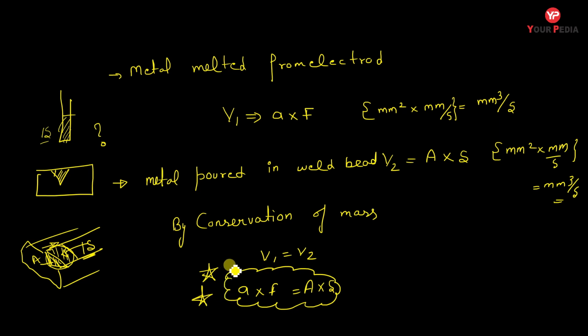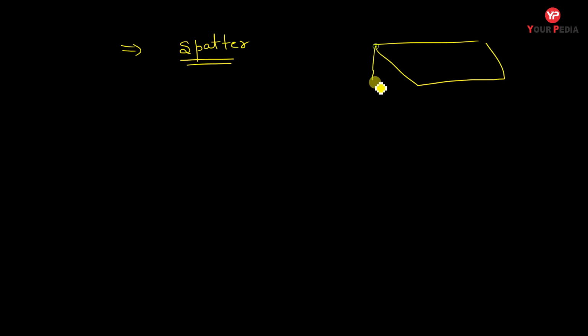Now another term that we can add in this is spatter. Have we studied about spatter? Yes sir, in arc flow. Now what is spatter? Spatter is loss of metal, or we can say a welding defect in which metal is lost in the form of small droplets. For example, if this is the welded plate and this is the weld bead, some of the metal melted from the electrode goes here due to the magnetic field, and is not poured inside the weld bead.